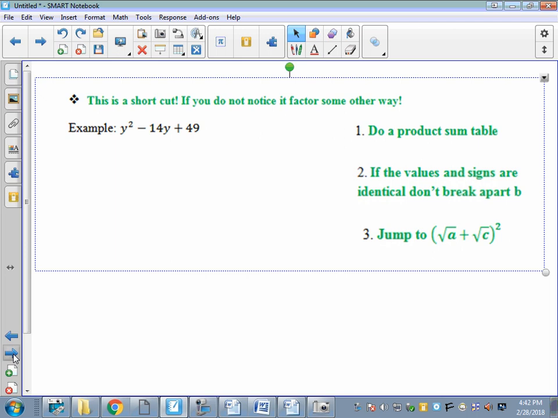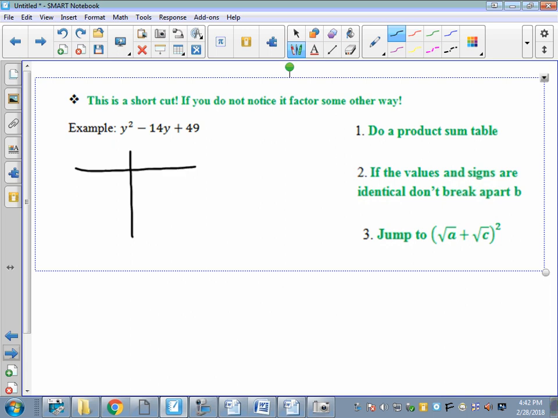So here's the important part that I want you to remember. This is a shortcut. If you don't see it right away, then try something else. You can use all of your other ways of factoring on these. This is just for if you see it. So if I have this trinomial, here's what my steps are going to be. Do a product sum table, if that's your preferred method.